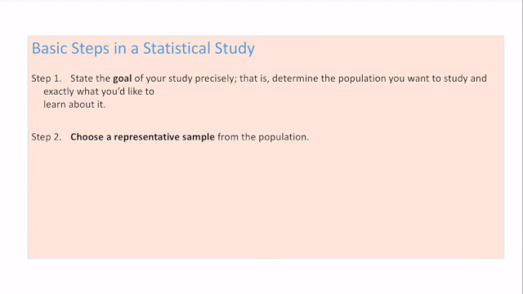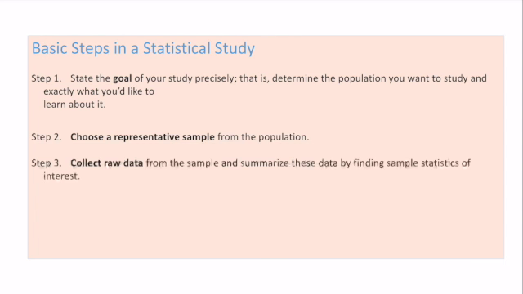Next, you need to choose a representative sample from your population, right? Do that using the sampling methods we discussed in a previous section. And then you're going to collect raw data from the sample. You're going to collect this data and you're going to summarize it by finding sample statistics of interest. That's what we're going to talk about in Chapter 2.